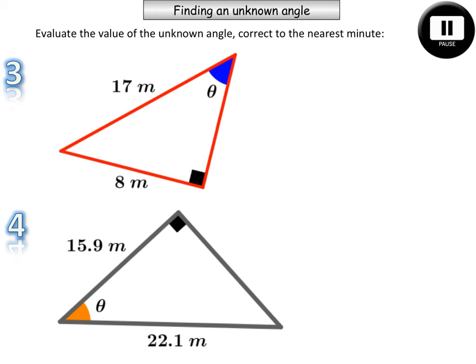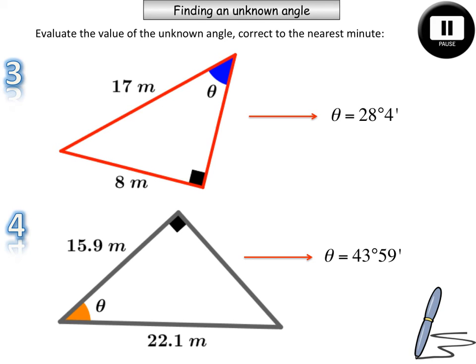Okay, so here's 2 other questions for you to have a go at. So pause the video, show your working out, and then see what angles you end up getting. So there's our 2 angles of theta. The first one is theta equals 28 degrees 4 minutes, and question 4 is 43 degrees and 59 minutes. How did you go to work out theta?